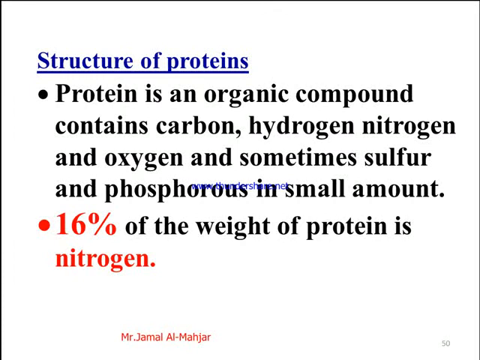What is the structure of proteins? Protein is an organic compound containing carbon, hydrogen, nitrogen, and oxygen, and sometimes sulfur and phosphorus in small amounts. 16% of the weight of protein is nitrogen. So this is a very important point. The compound that has 16% of its weight as nitrogen, what do you call it? Yes, it is protein.